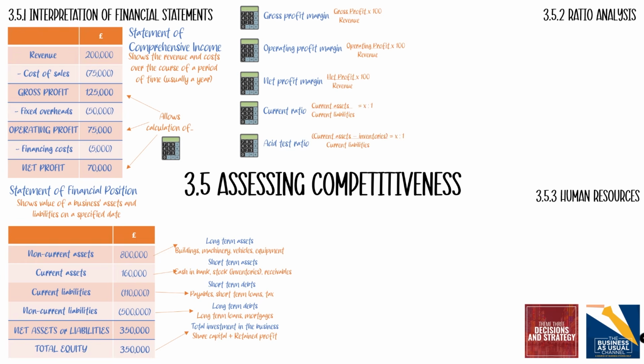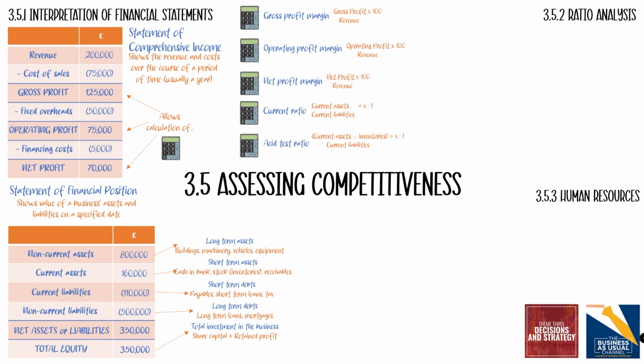We also have our current ratio and our acid test ratio. So our current ratio is our current assets over our current liabilities equals x to 1. That basically shows us how many current assets we've got for every one current liability. We ideally want more current assets than current liabilities because that means we've got more short-term cash coming in than we have going out. So that suggests that we'll be able to pay our bills.